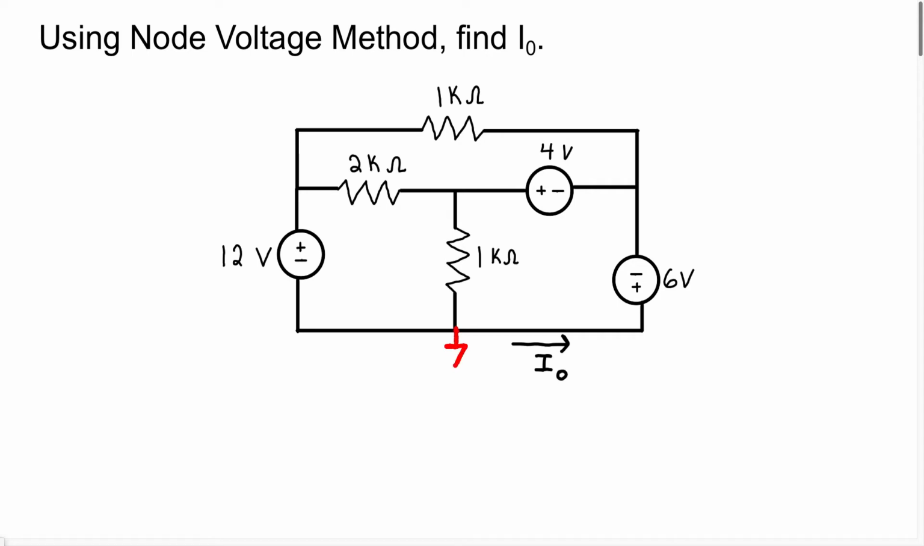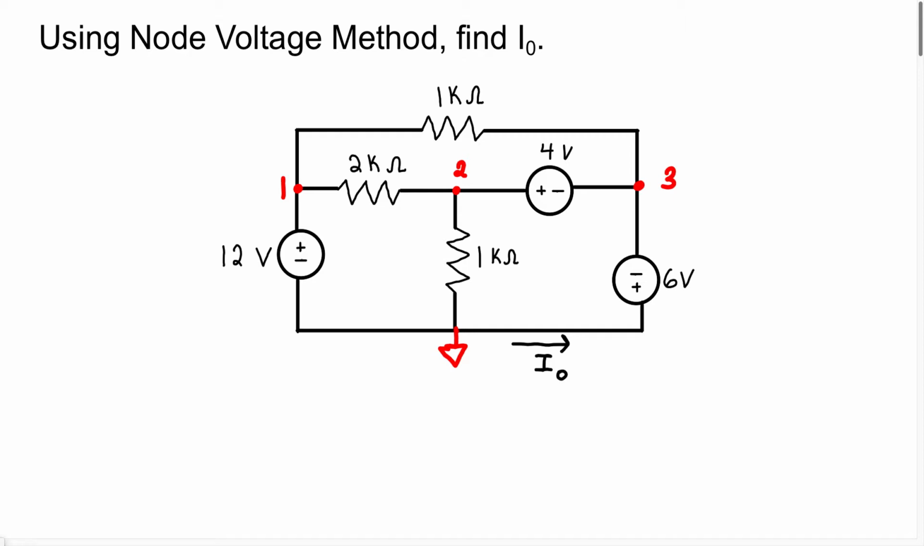Usually we choose the bottom node to be the reference node. Now I know we're going to have an essential node right here. I'm going to label this node 1. We have another essential node right here. I'm going to label this node 2. And we have one more essential node. I'm going to label this node 3.